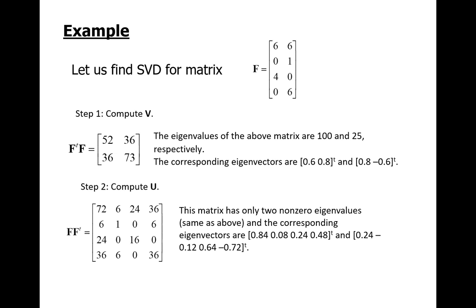All right. So what we have done is we have calculated matrix V, we have calculated matrix U, we have gotten their eigenvalues, and we have gotten their eigenvectors.